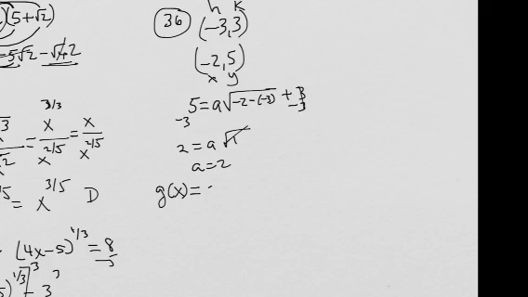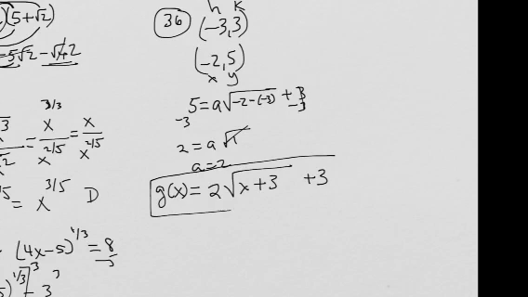So g of x is 2 times the square root of x minus 2, and then plus 3 on the outside because that's the k value. So there's the answer right there.